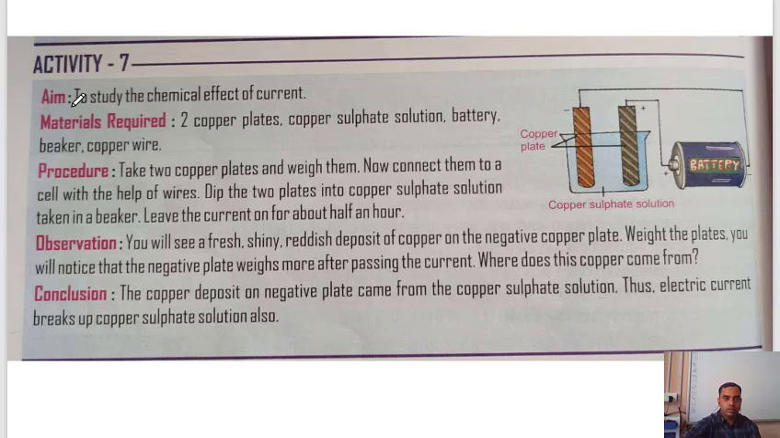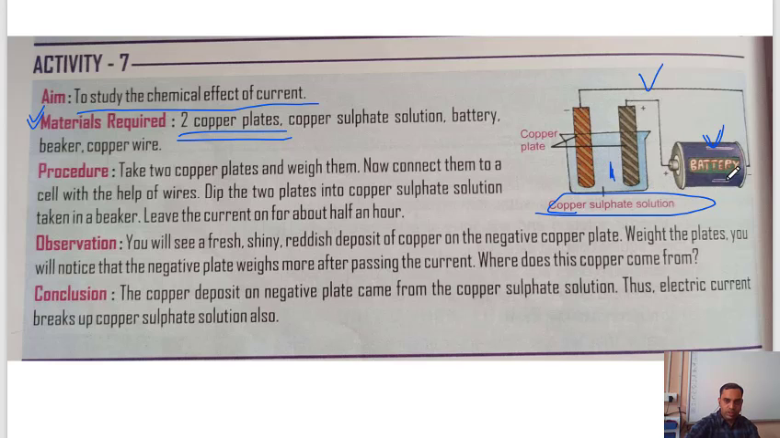Now this is the next activity. Here our aim is to study the chemical effect of current. What are the materials required? First one is two copper plates. These are the two copper plates. Copper sulfate solution, this one is copper sulfate solution inside the container. Battery, this is the battery. Beaker, copper wire. This one is the beaker, the container, and this is the copper wire.